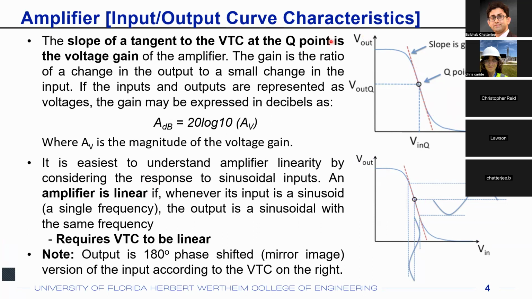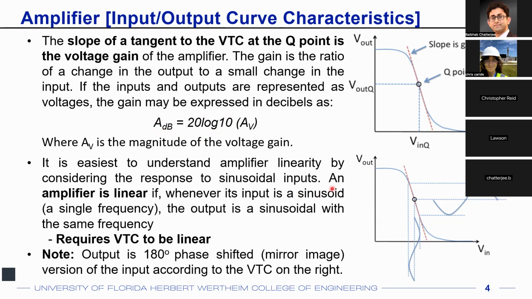All right, so you already know that the slope of the VTC, or basically a tangent drawn to the VTC at the Q point, is going to be the voltage gain of the amplifier. Now, if that voltage gain is AV, then 20 log base 10 of that value is going to be the voltage gain in dB. You know about decibels, right? It's just a way of representing things on a logarithmic scale. So 20 times logarithm to the base 10 of AV is called the voltage gain in dB scale.